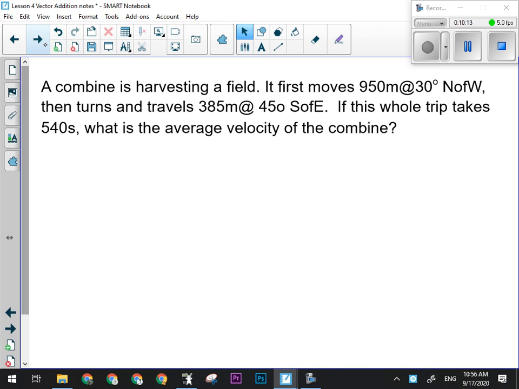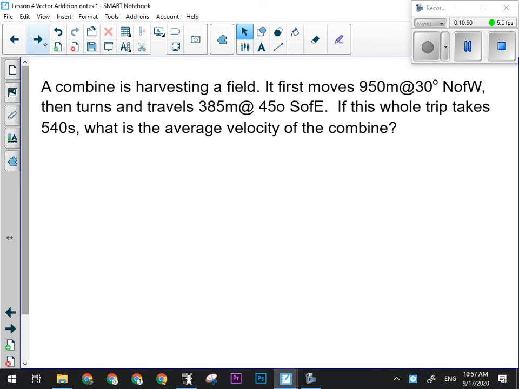All right, I want you guys to try this one. I want you to draw it, I want you to find X's and Y's. So the combine is harvesting the field. It first moves 950 meters, 30 degrees north of west, then turns and travels 385 meters, 45 degrees south of east. So these two lines really backtrack on each other, so scale's important. There's a second part to it. If the whole trip takes 540 seconds, what's the average velocity of the combine?